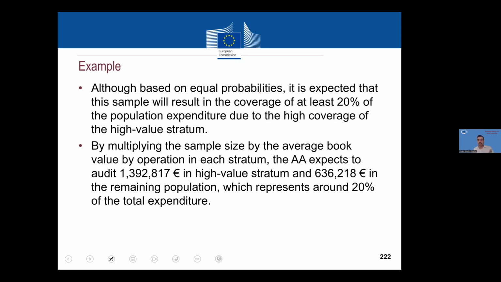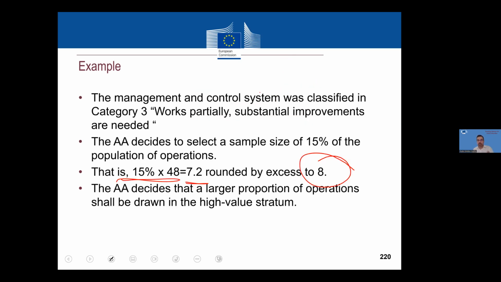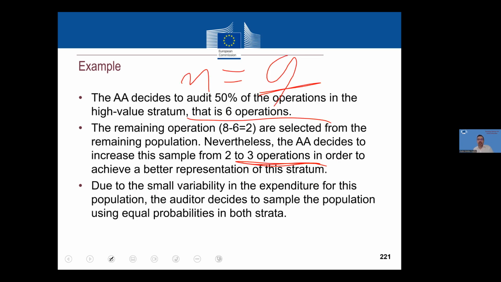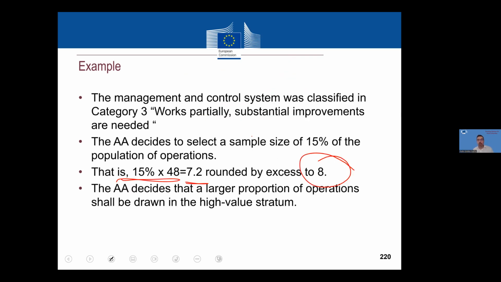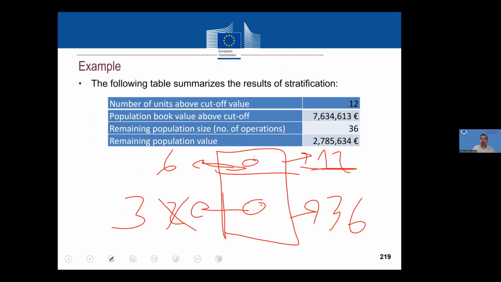Now, second thing, I'm covering 15% of the operations, but I also have to cover 20% of the expenditure. Is it expected that I will cover 20% of the expenditure? Of course, yes. Why? Because we have audited a larger percentage of the high value items.